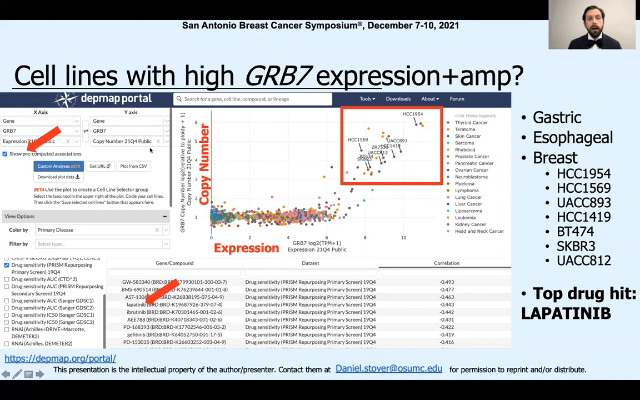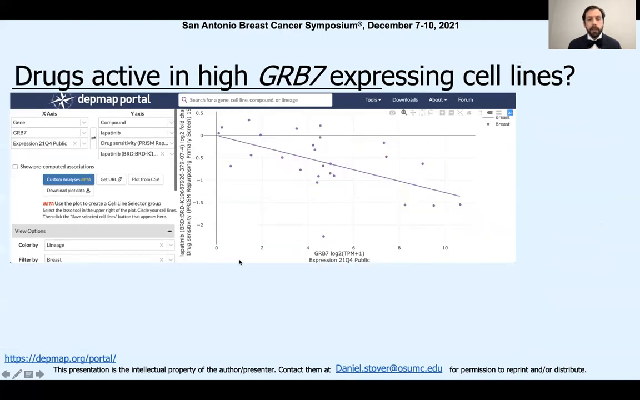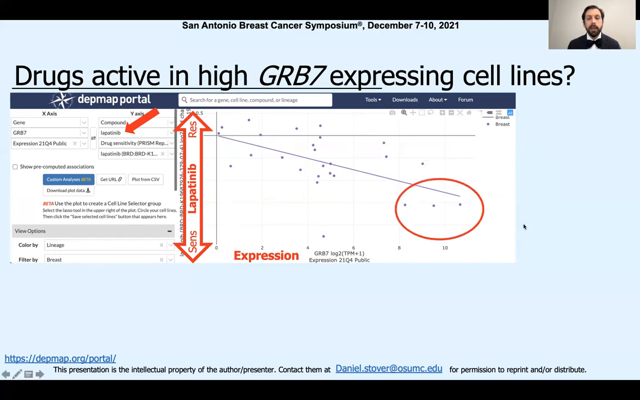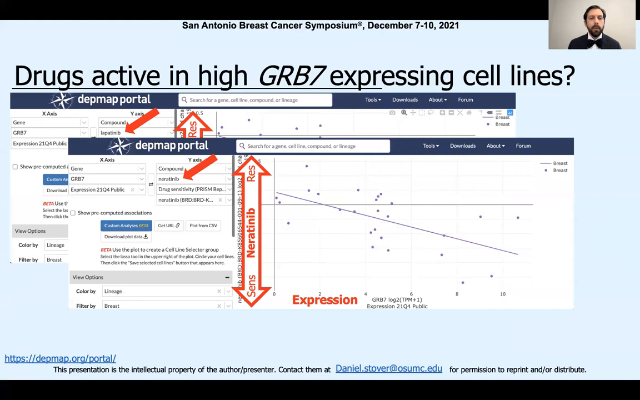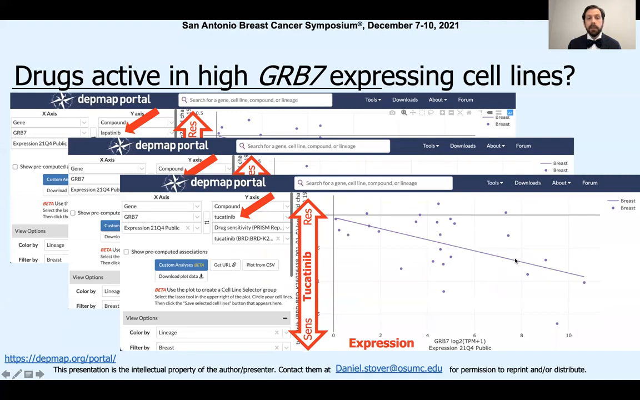We can refine our search to look at GRB7 expression on the x-axis again, with lapatinib sensitivity on the y-axis from this particular drug sensitivity set of experiments. And those tumors that have high GRB7 expression seem to be more sensitive to lapatinib, as that initial query might suggest. But we know that there are multiple HER2 small molecule inhibitors, and we can query multiple of these as an orthogonal sort of check on what we're seeing. For example, we can look at neratinib, which also shows a similar trend, as does tucatinib.